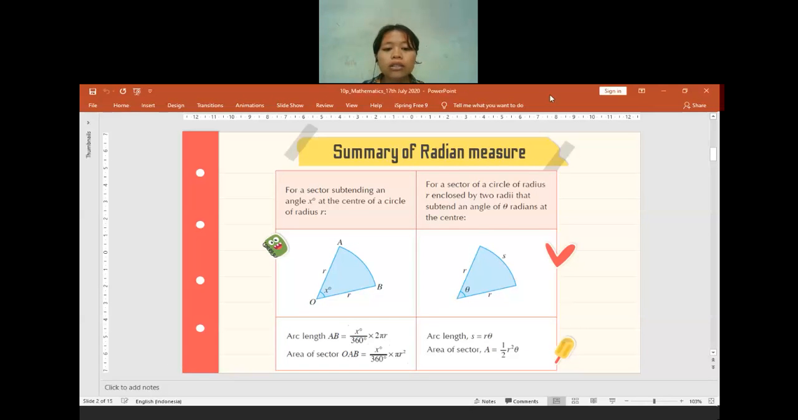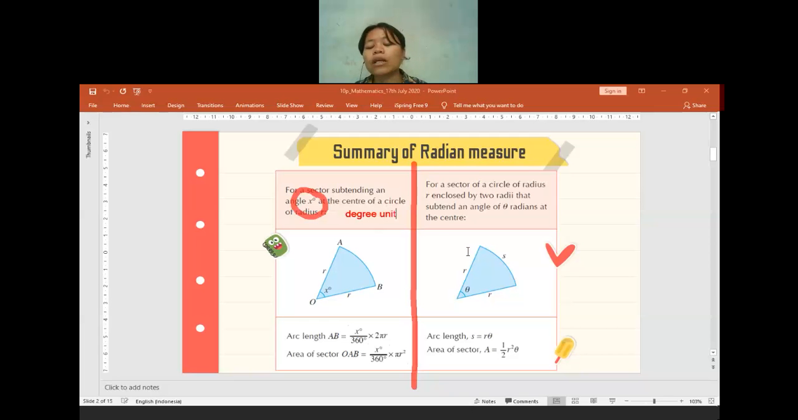Now for this question, this is the angle on the left side. The angle is clearly x degree, so the unit is given in degree. I use x divided by 360 times 2 pi r. If I want to find the sector area, I will use x divided by 360 times pi r square, when the angle is given in the degree unit.